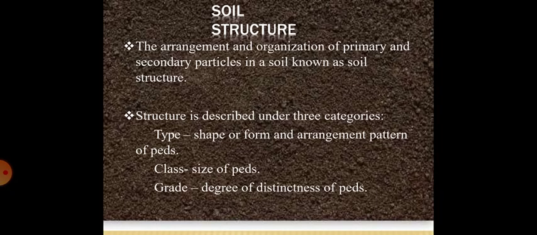So now we will discuss soil structure. The arrangement and organization of primary and secondary particles in a soil is known as soil structure. Structure is described under three categories: type, that is shape or form and arrangement pattern of peds; class, size of peds; and grade, degree of distinctness of peds.